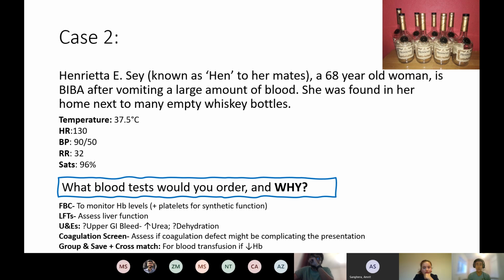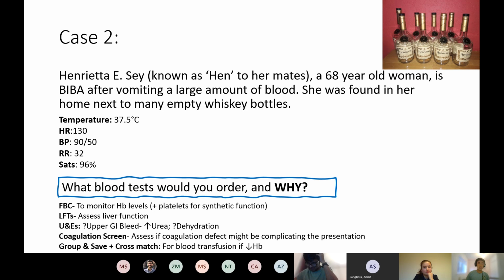LFTs, really, really good, because you're thinking maybe there's a liver problem here. Good. Full blood count, why are you thinking that, Nicole? Yes, LFTs, all of you who've gone for that, fantastic. Well done for recognising that. Why would we do a full blood count?